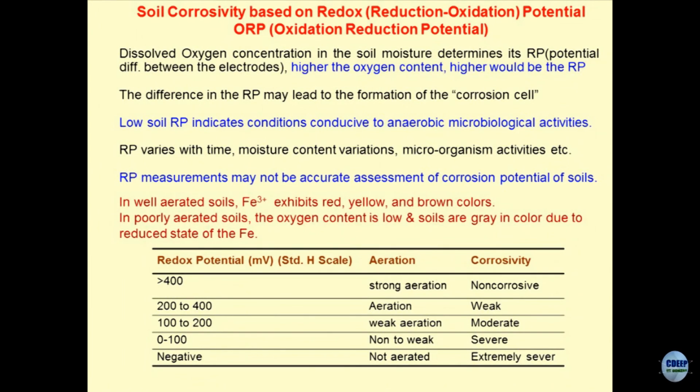So, when the redox potential is more than 400, it is a strong aeration case, a non corrosive environment. However, when you have redox potential as negative, there is no aeration. This becomes a case when anaerobic activities become quite severe in the soils and the corrosivity becomes extremely severe. So, again these types of studies are being conducted by people and they are trying to quantify everything.